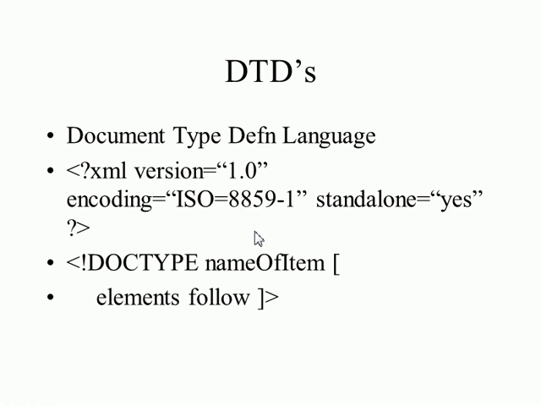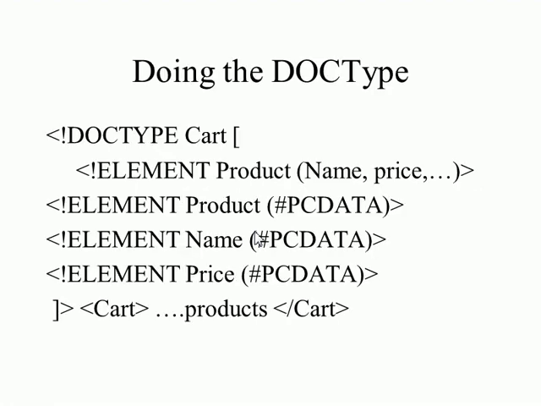And if you have a separate DTD with a doc type and some name of the item, then you could follow with a whole ton of elements. And I think the best way to deal with this is with an example. Here's a doc type called cart.